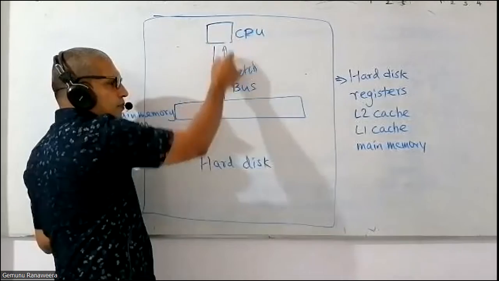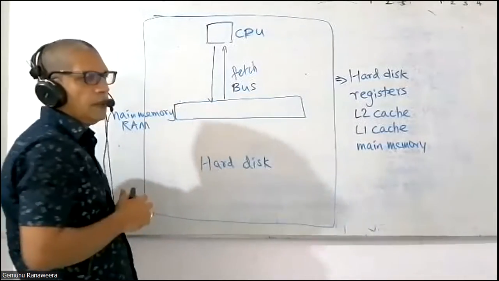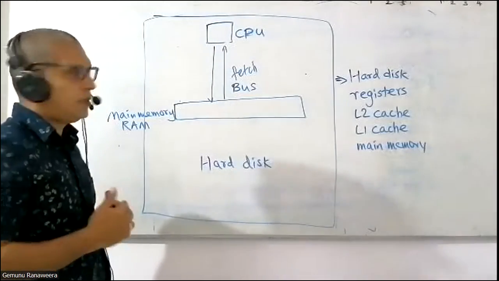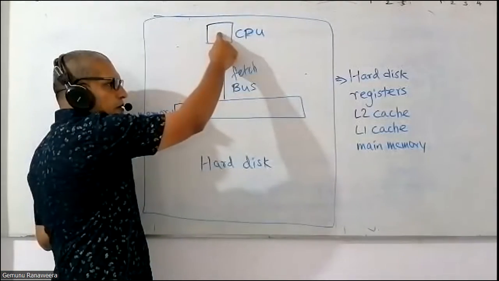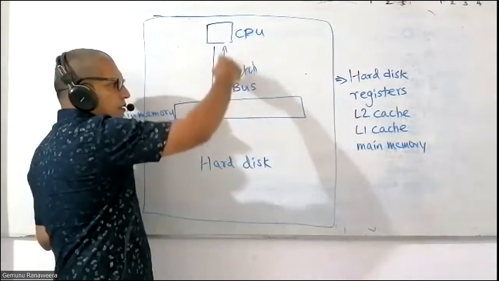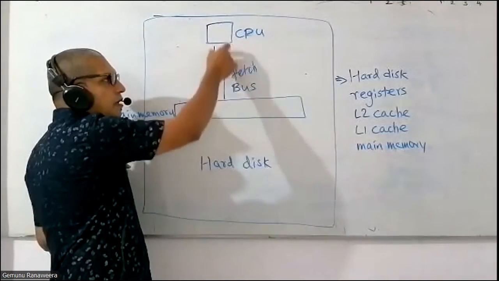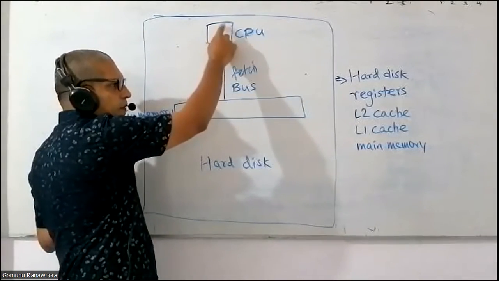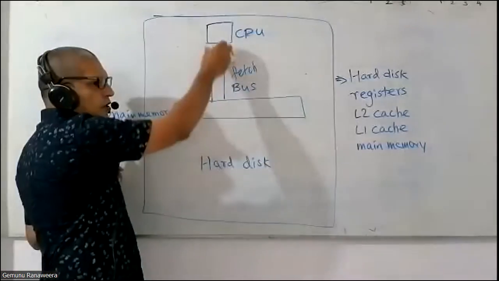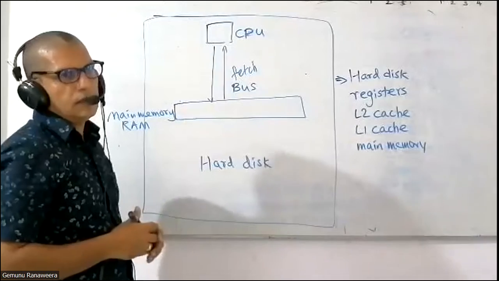There was a certain delay, but it was a very small delay, a very small fraction of a second. But compared with the speed of the CPU, this was a very big delay, right? Even a fraction of a second would be a very big delay for the CPU, because the CPU was very fast. This condition is known as the von Neumann bottleneck.